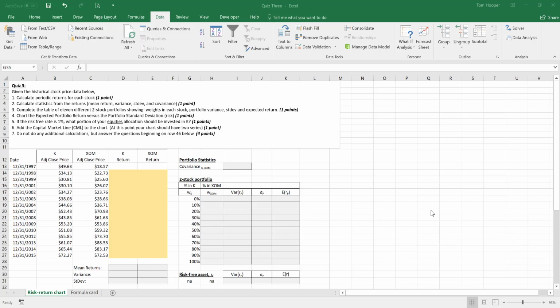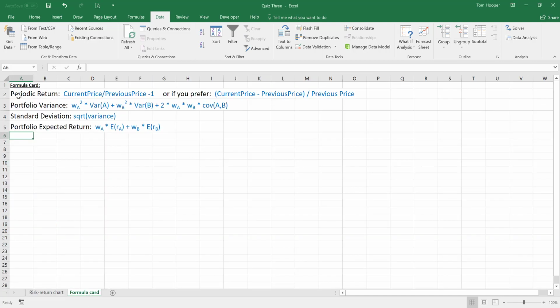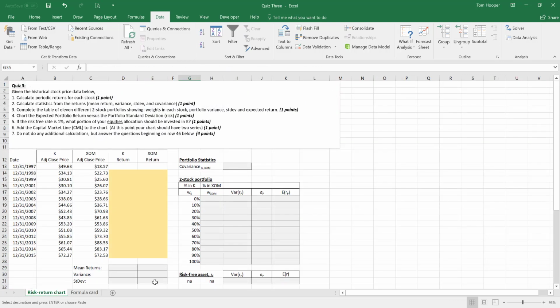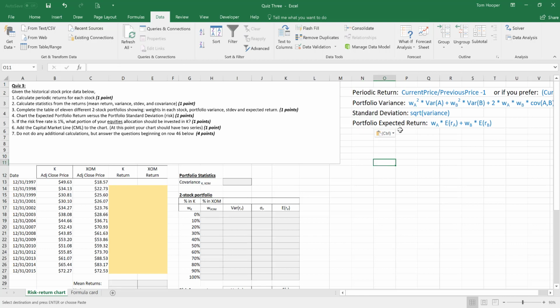This is a demonstration for the solution of quiz 3. First, we'll go to the formula card and copy our formulas for convenience over to the sheet that we'll be working on. The first formula we need to use is for return. This is something we've done many times and practically everyone got it correct.